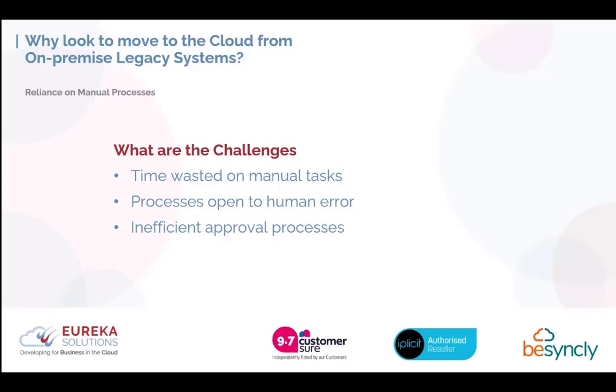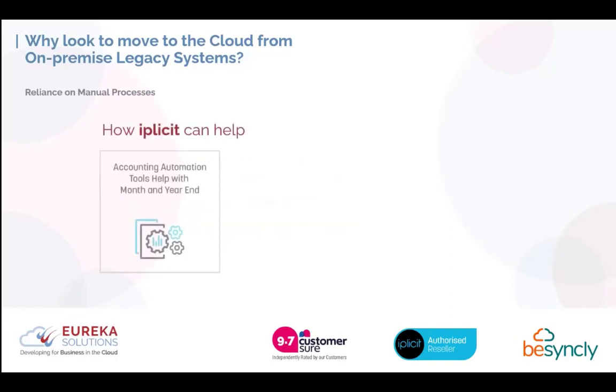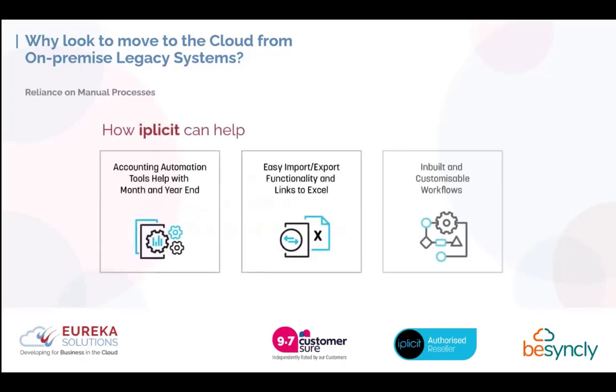And inefficient approval processes. I speak to a lot of customers who struggle with getting things approved. It's done by email. It's maybe done via putting paper on people's desks. I've heard that one fairly recently. So these are all challenges that can make a business a bit more inefficient, and certainly make processes a lot more inefficient. So how can iplicit help in that regard then?